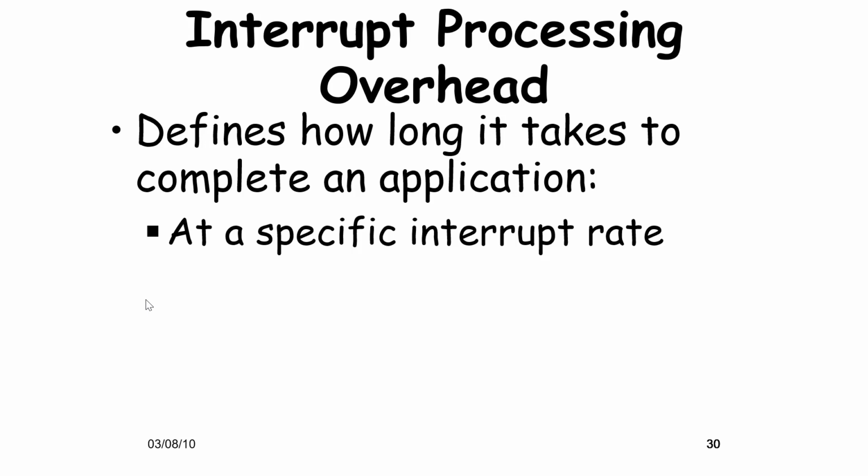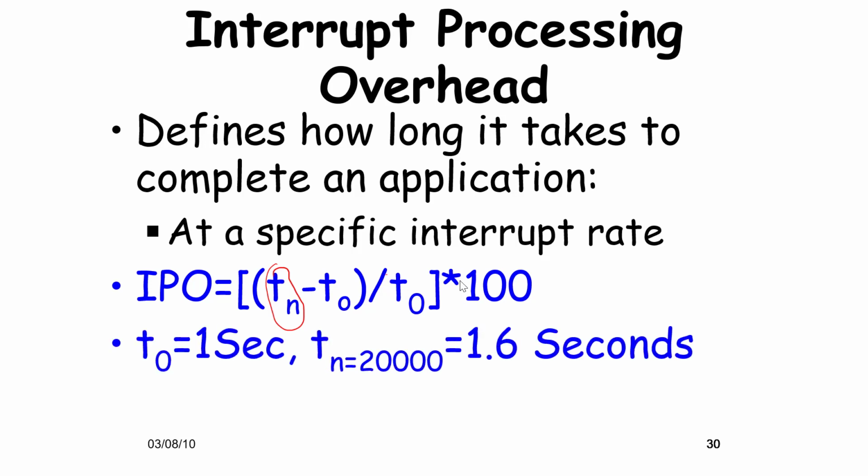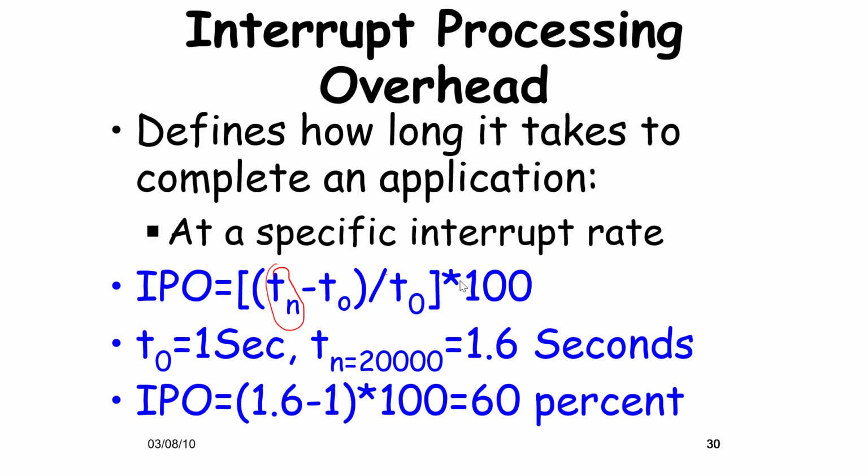So the interrupt processing overhead defines how long it takes to complete an application with a specific interrupt injection rate. Basically, it means that if I have n interrupts, this is my time, minus T0 when I have no interrupts, divided by the baseline, which is T0, multiplied with 100. So if T0 is 1 second, this is 1.6 seconds, then this will be 1.6 minus 1 divided by 1, which is 60%.